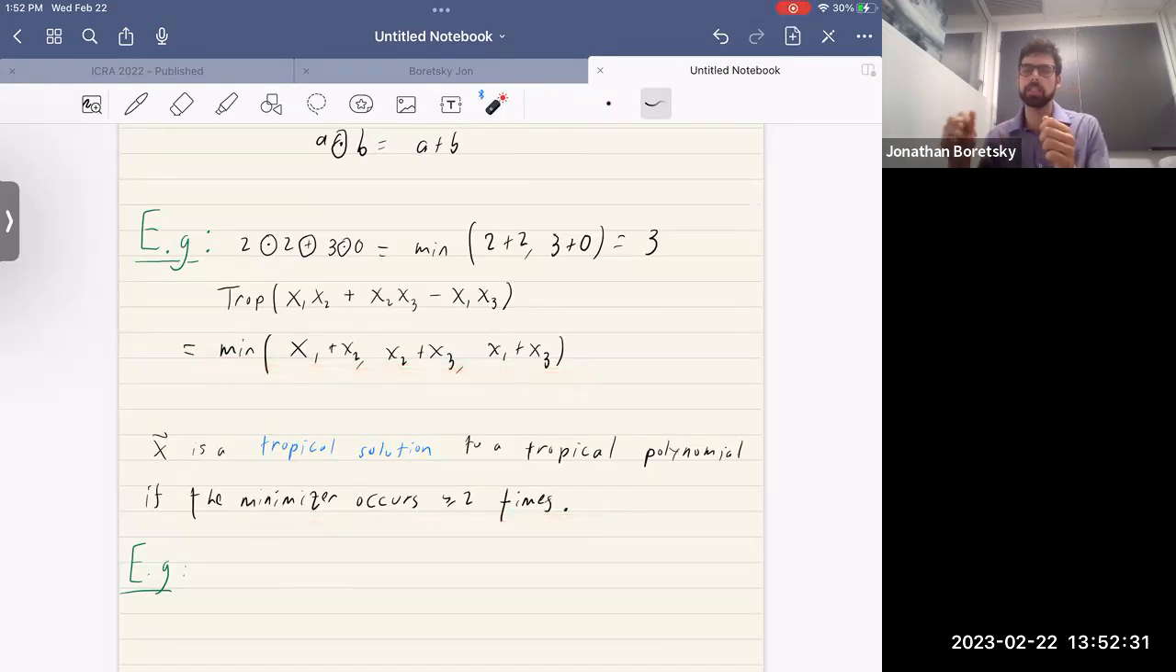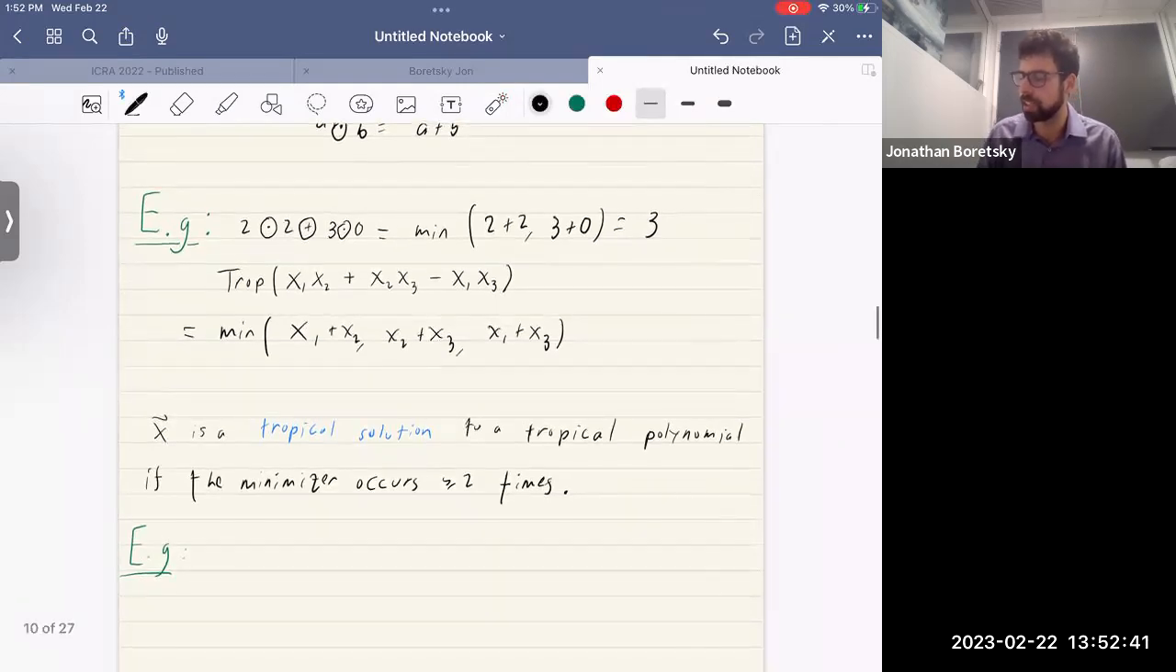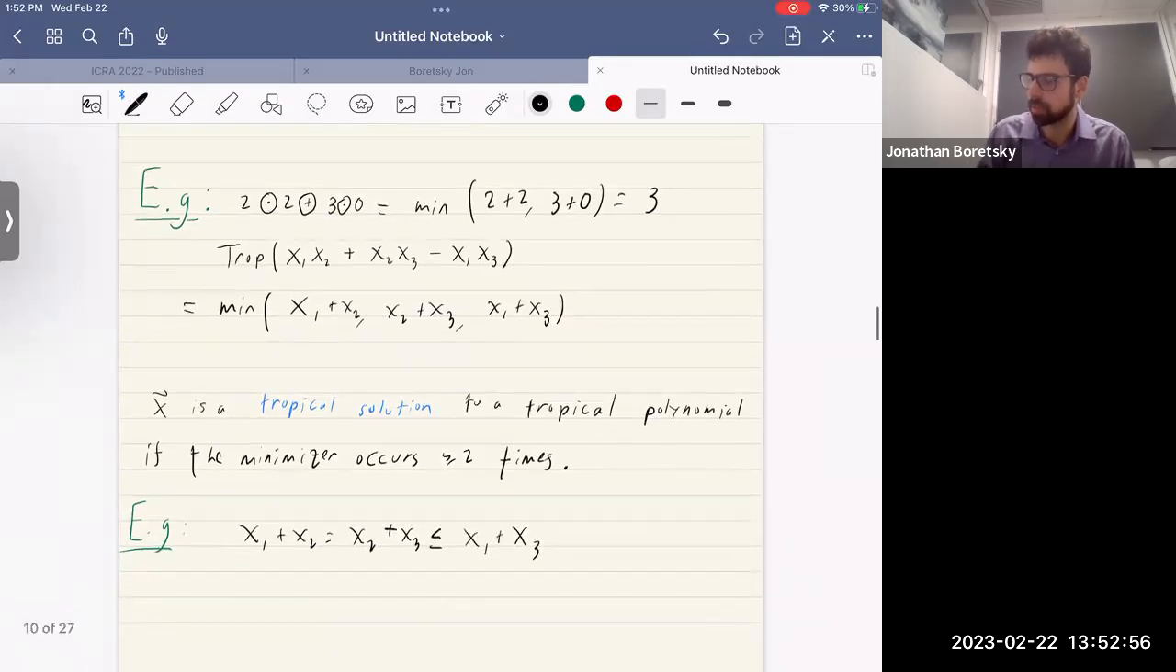If amongst those things that we're taking the minimum of, that actual minimum occurs more than once, we'll say we have a tropical solution. So looking back at this polynomial we have up here, there are 3 different ways you can get a tropical solution. The first would be if you have the minimum occur in the first 2 spots, x1 plus x2 equals x2 plus x3, and then the third thing is larger than those. Or you've got all the different permutations of this.